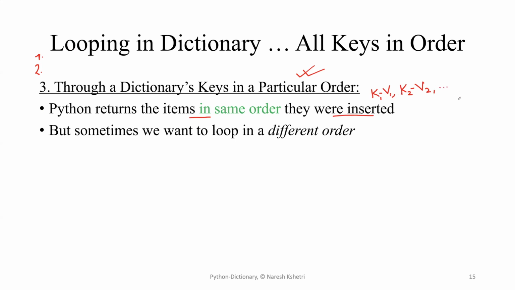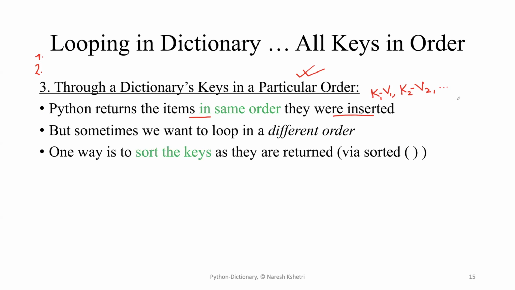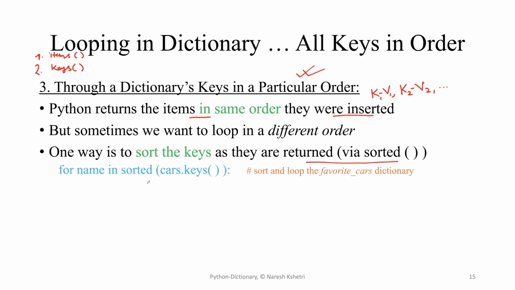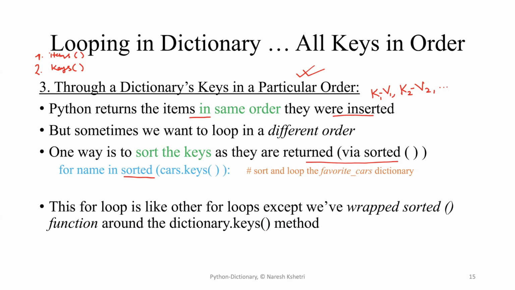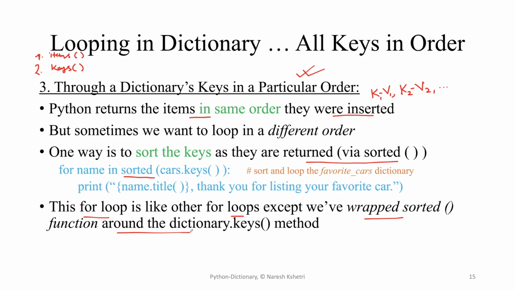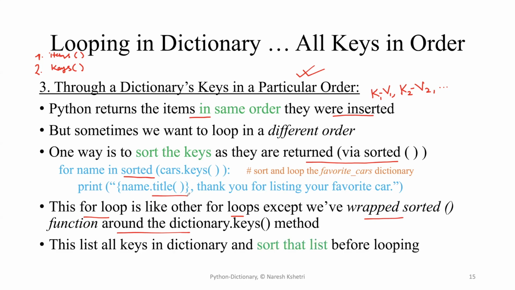But sometimes we may want to loop in a different order. That means we want to sort those keys and return them via the sorted method. Here we have used the keys method, and on top of the keys method, we use the sorted function. Make sure you remember, the only thing is we wrap the sorted function around the dictionary's keys. This for loop is the same as the previous for loop, except we have wrapped the sorted function around the cars.keys method. And we print as before, in title case.